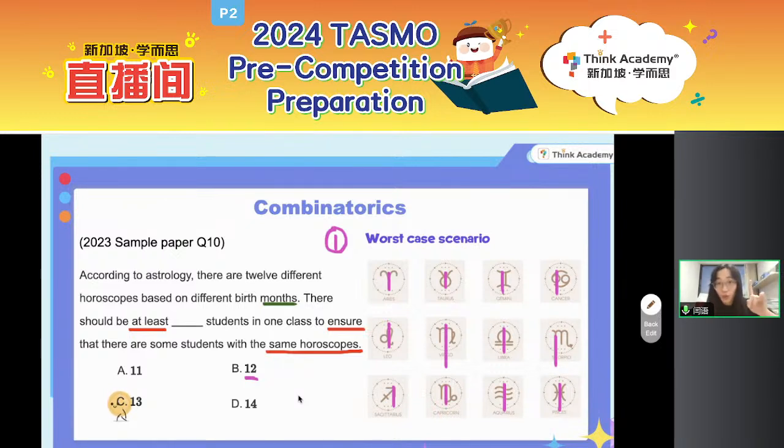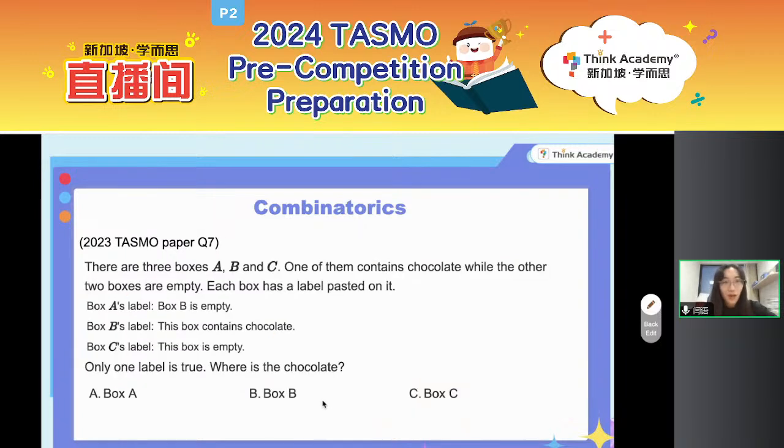Yes, again, plus 1. 12 is the worst case, and based on this, we plus 1 to get the success. Yeah, okay. Now, move on.